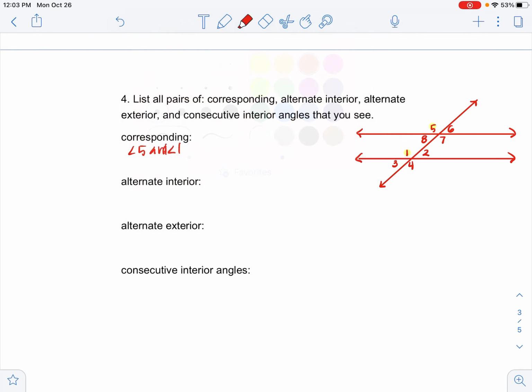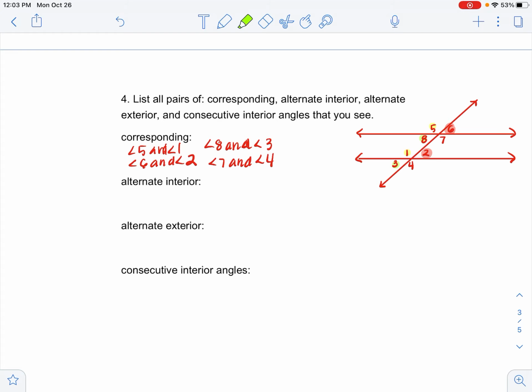All right, let's do angle 6 next. What corresponds to angle 6? Angle 2 does. So angle 6 and angle 2. All right, let's do another set here: 8 and 3. And then the only one that I didn't do so far is angle 7 and angle 4.